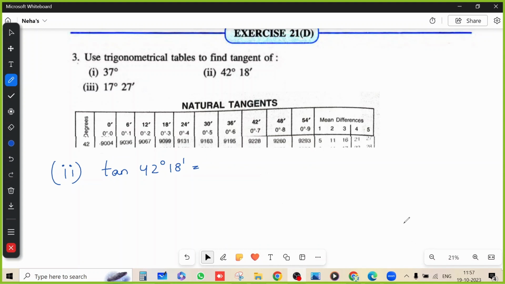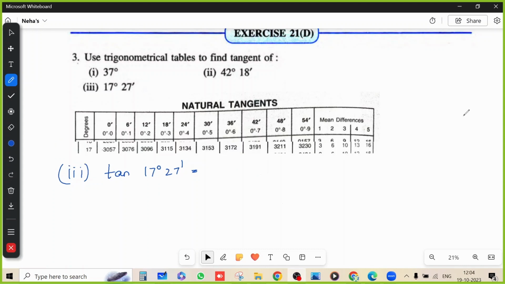The next question is to find the value of tan 42 degree 18 minute. So we will refer to the row of 42 degrees here. Now you can see 18 minute value is already given to us, so we will use it. This will become 0.9099.